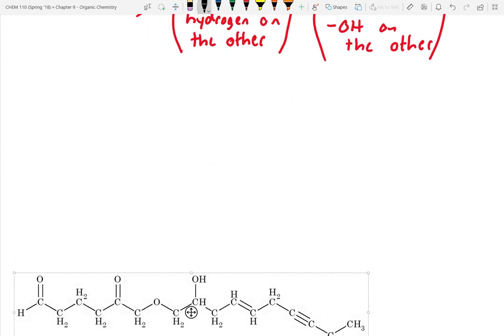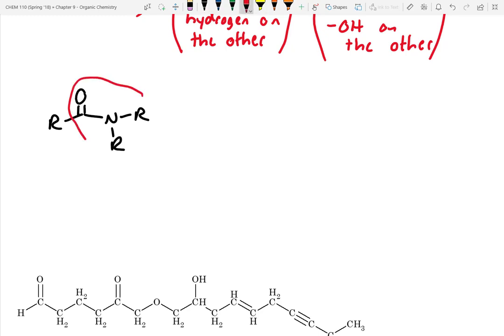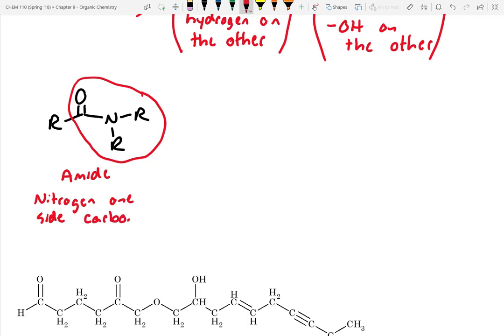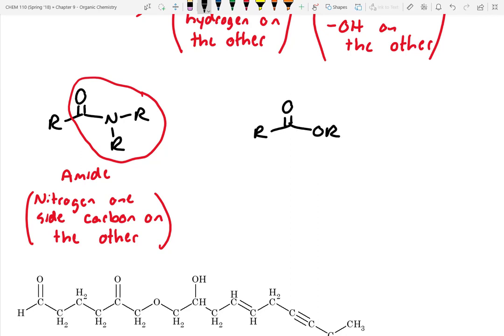All right, for our next one, we've got a nitrogen on one side and a carbon on the other. This is called an amide. And that R group for the nitrogen can be any sort of hydrogen or carbon. It just is a placeholder for either in this case. And then last but not least, we've got one that looks like this.